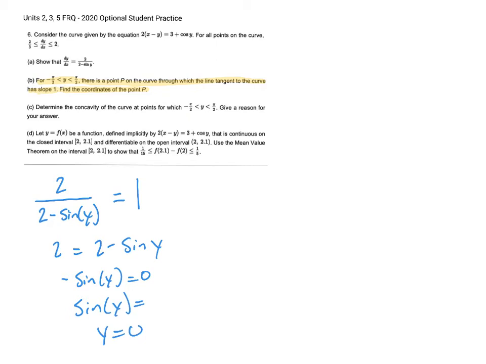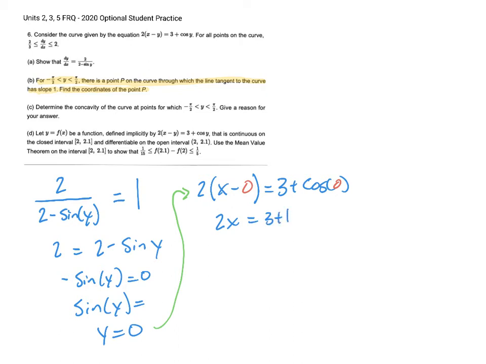And I'm going to move over here. I sort of ran out of room. Let's see if we can squeeze in another line right here. I'm going to plug 0 in for y and solve for x. So that gives me 2 times x minus 0, or 2x, equals 3 plus cosine of 0. And this is just 2x, and 3 plus cosine 0 is 1, so this is 3 plus 1. So this is x equals 2. 2x equals 4, you divide by 2, you get 2.